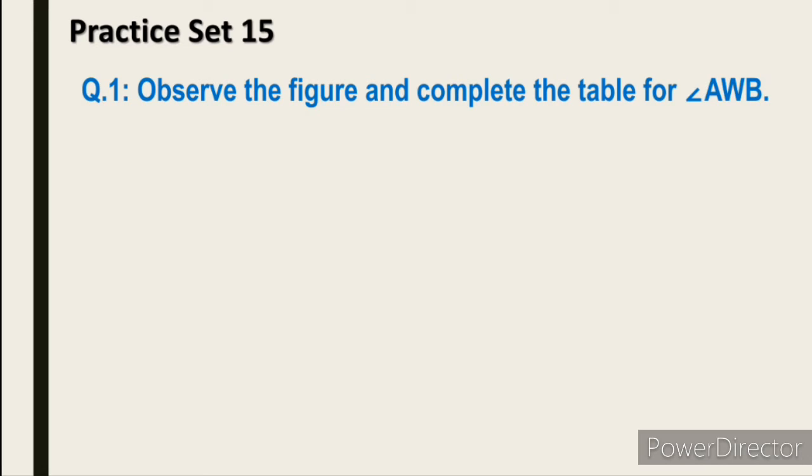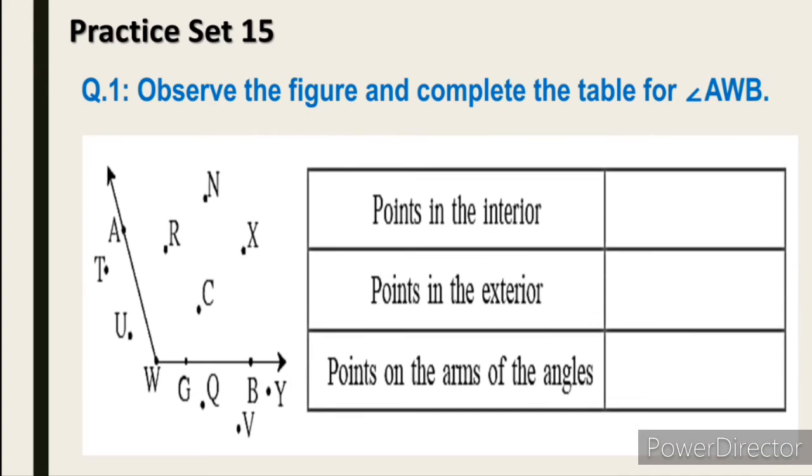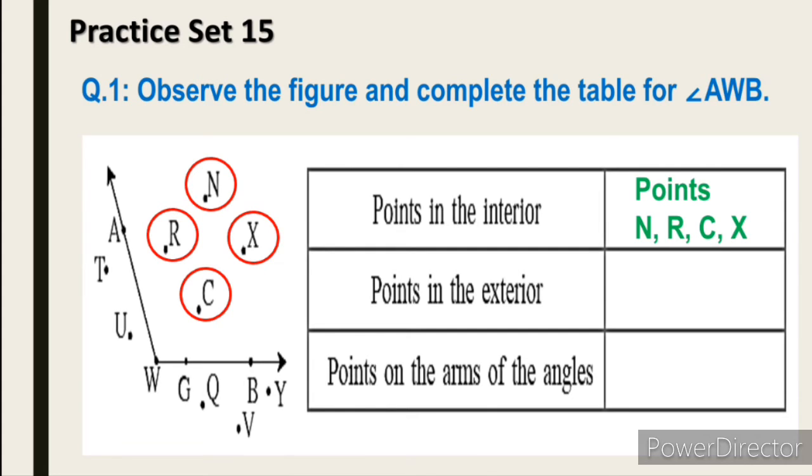Your first question of practice set 15 is observe the figure and complete the table for angle AWB. You will see there is an angle made in the first question. The name of the angle is AWB and one table has been made. By seeing the figure, you have to fill the table. Points in the interior. You have to see the points which are made in the interior region of the angle: N, R, C, X. So there are 4 points which are formed in the interior region. So they are points N, R, C, X.